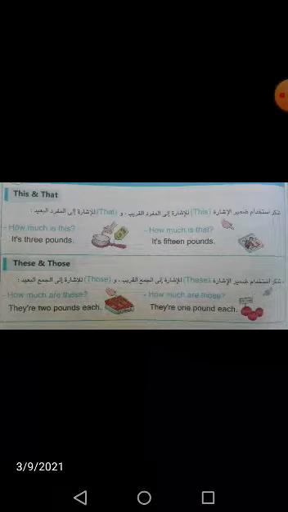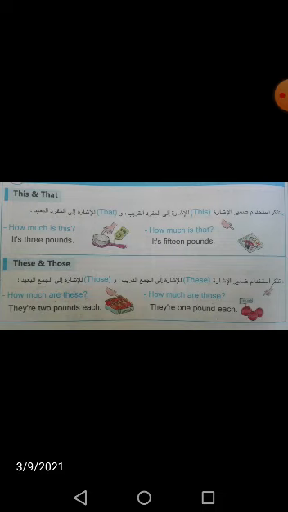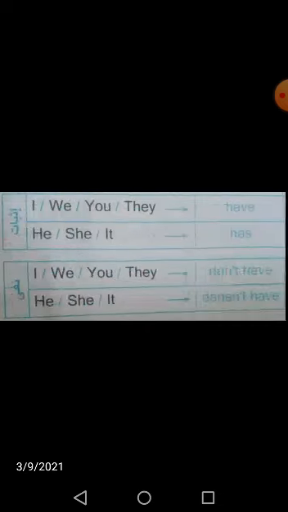So grade four, one more time. I have this and that. This is, that is, these are, those are. This and that are for singular, these and those are for plural. Singular means just one thing. These and those are for plural, okay?